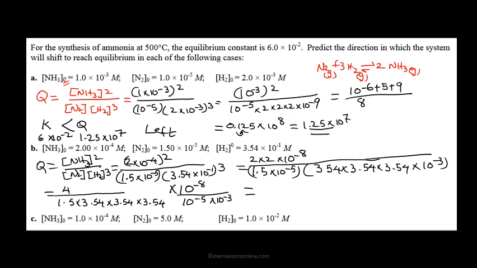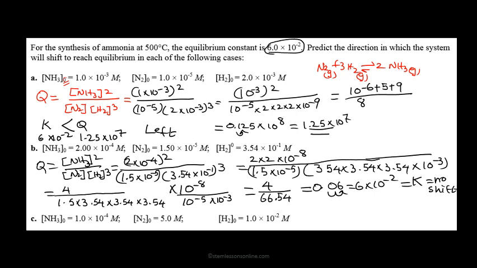Like I said, you can plug it in the calculator directly the way you want, but I like this way. So 4 divided by 66.54, and the exponents cancel because the numerator has negative 8 and the denominator also has negative 8. So 4 divided by 66.54 will be 0.06. When I move the decimal, I get 6 times 10 to the power negative 2, which is exactly the same value as given for K, 6.0 times 10 to the power negative 2. So we will not have any shift here. I will just write no shift.